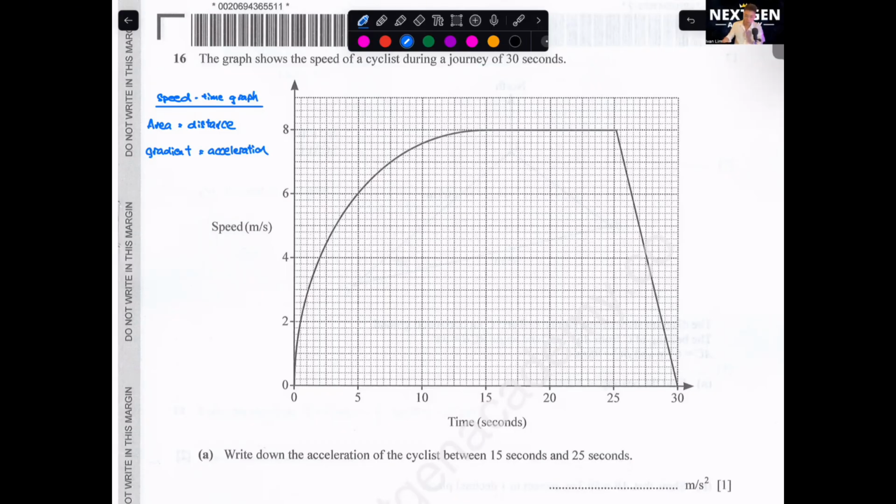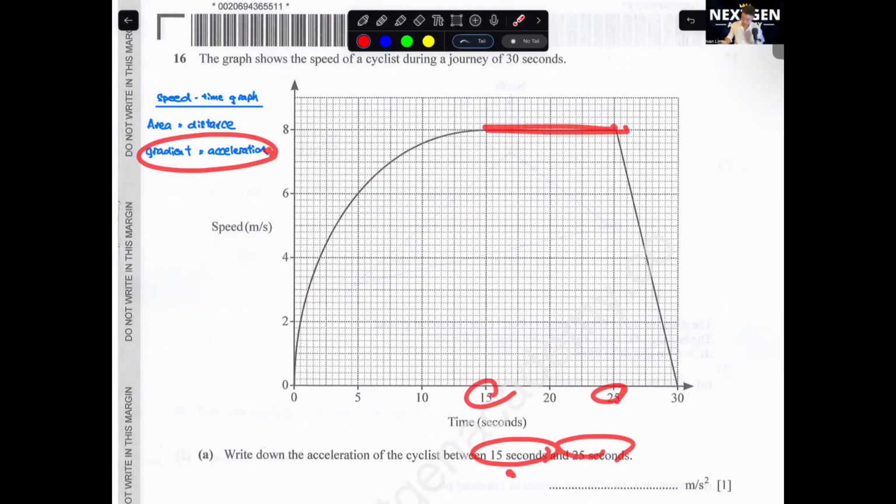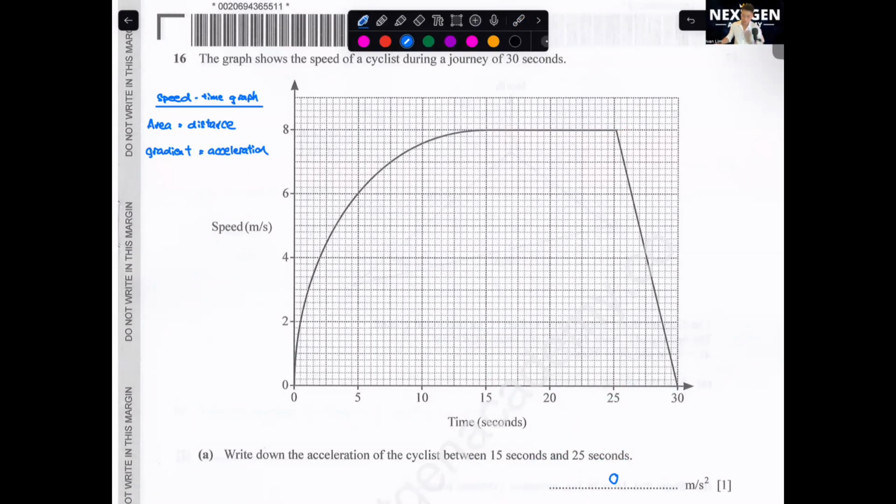If it's a distance-time graph, that's one thing that you can find, which is your gradient represents the speed. Okay, what is the acceleration from 15 to 25 seconds, from here to here? Okay, this one, gradient is equal to 0. So if gradient equals 0, it means acceleration is equal to 0.